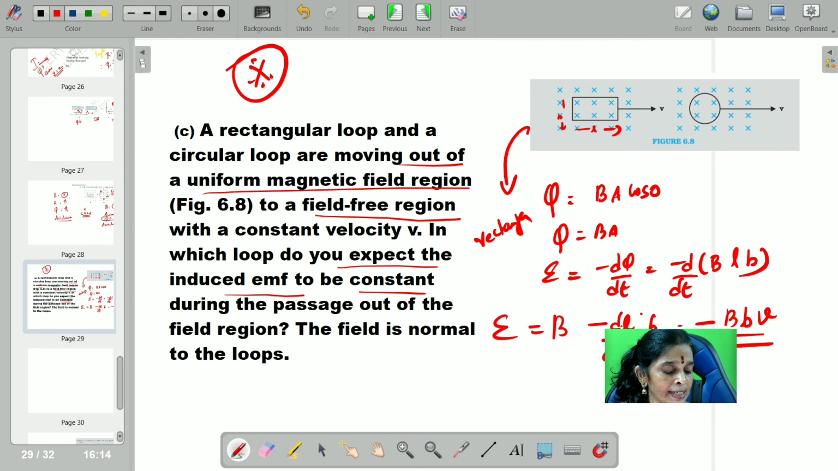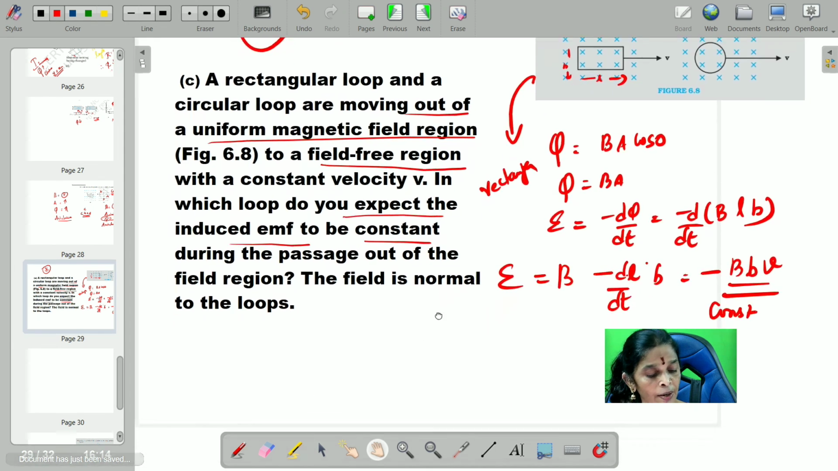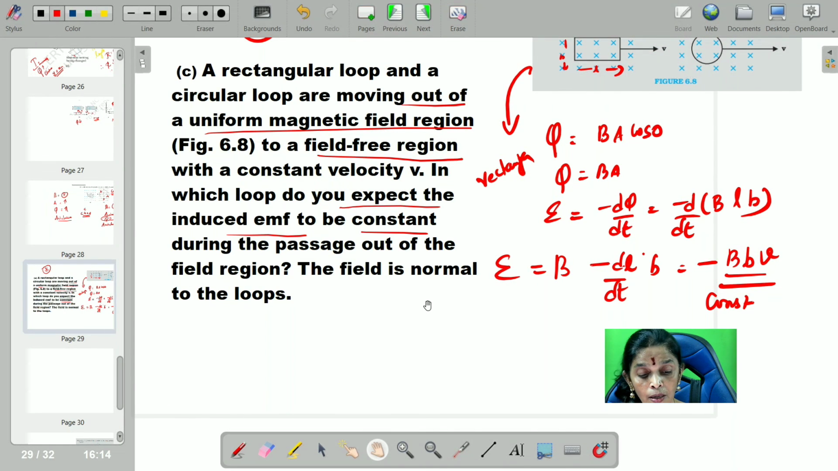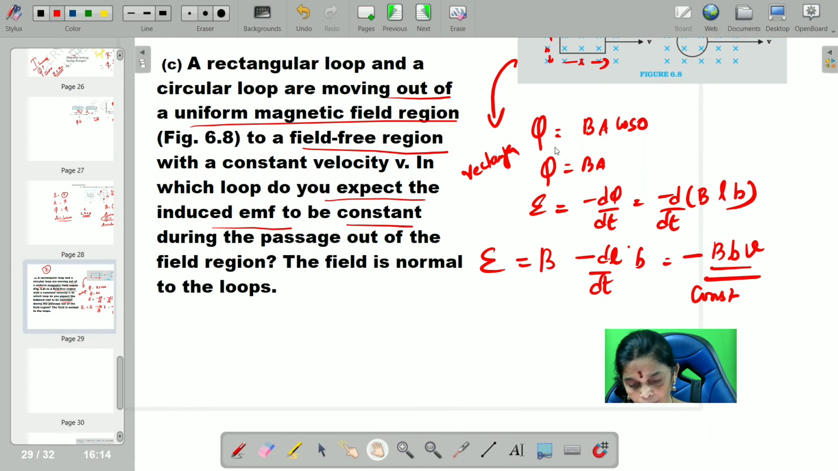That is going to be constant. How do you say it is constant, children? Do you understand what I said? Flux phi is equal to BA cos theta. Area is nothing but length into breadth. The breadth remains the same whenever it is moving. Only the length changes, as some of the length of the rectangle will be outside. So therefore the length changes. Therefore I can say dl by dt is nothing but velocity. So BLV, velocity is constant, minus BLV.